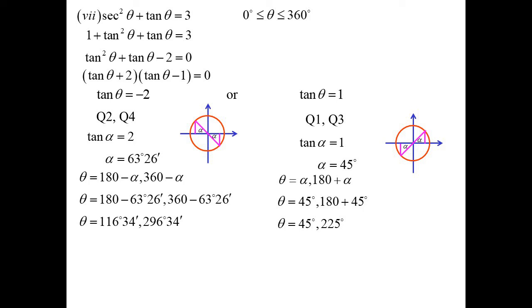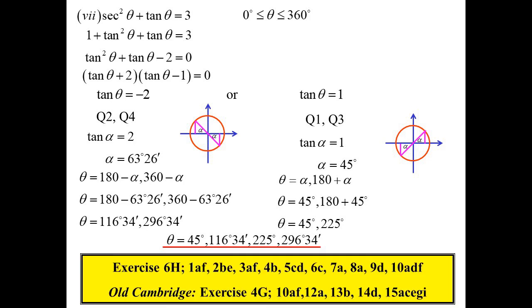But I don't leave it like that. Let's combine it all into one neat final answer. So there we go. We get all four written down. It makes sense to put them in numerical order. So 45 degrees, 116.34, 225 degrees, and 296.34. All right. So a few questions there to do on trig equations.